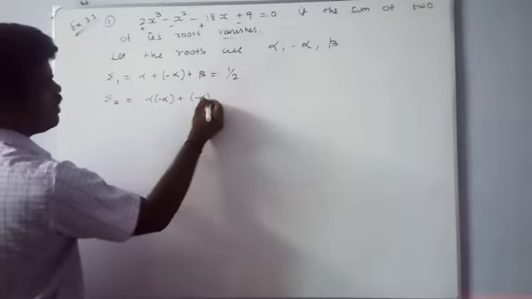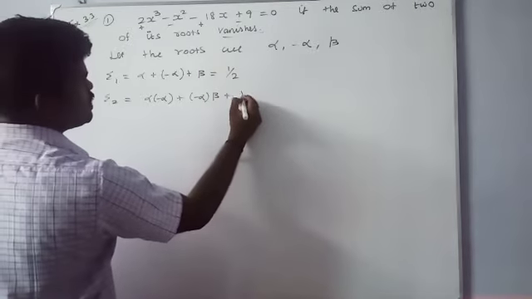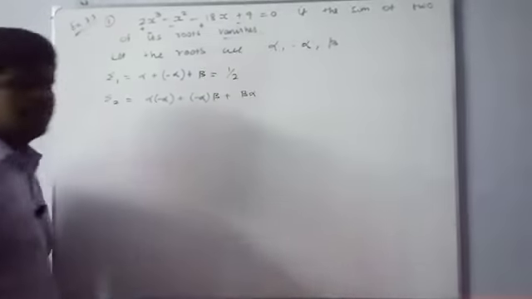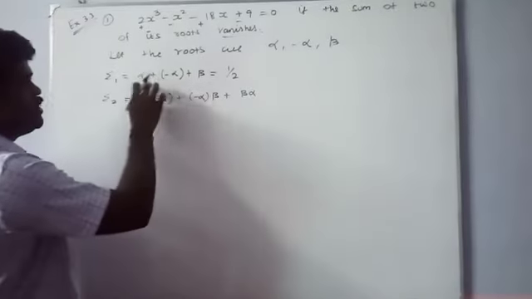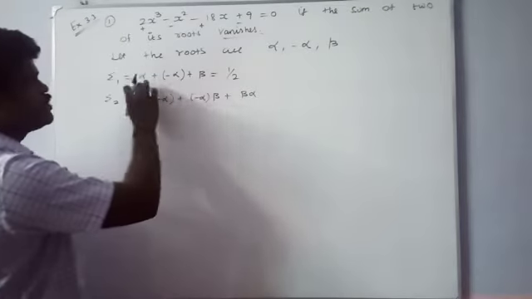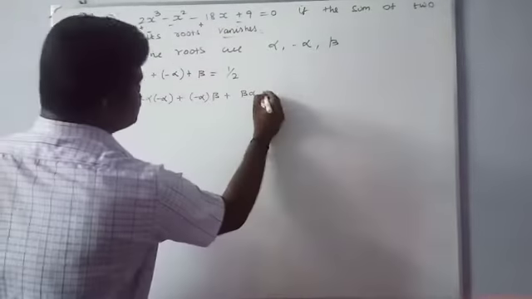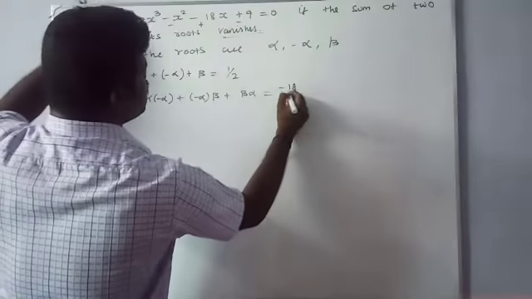Here summation 2. What is the value? Alpha into minus alpha, plus minus alpha into beta, plus alpha into beta or beta into alpha. First multiply these two, and these two, and these two. The sum of this value is equal to what? Here minus 18 by 2. This is minus 18.